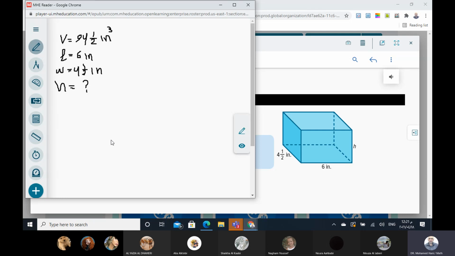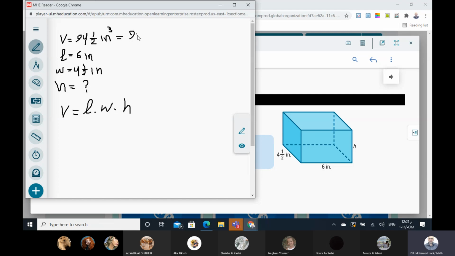Okay, listen to me, please. So here we have the volume, we have the length, we have the width, and we want to find the missing value here, the height. So start from the formula, write the formula, V equals length times width times the height. Then substitution. We know the volume here, 94.5. Change it to the fraction or to the decimal.